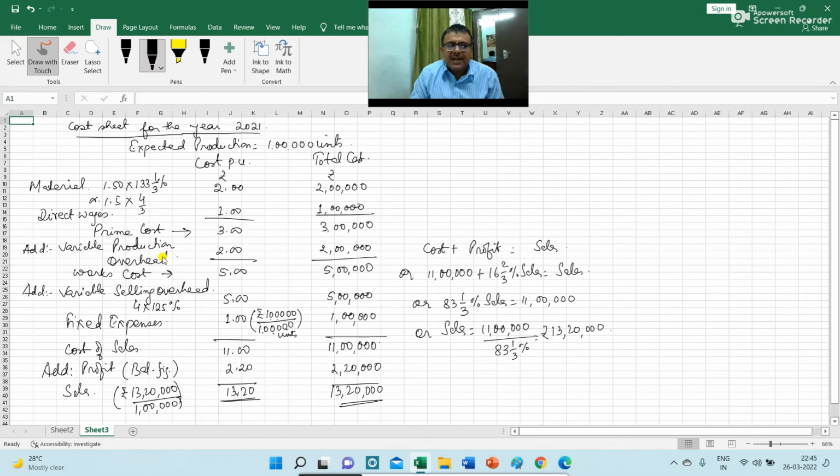Then we have added the variable selling overhead, and in the year 2021 your variable selling overhead is increased by 25%. In the year 2020 we have calculated the variable selling overhead at rupees 4 per unit. So the variable selling overhead in the year 2021 will be rupees 5, because 4 into 125% is rupees 5. And then the fixed expense is increased by rupees 25,000. So total fixed expense is rupees 1 lakh, that is 75,000 plus 25,000, you will get 1 lakh. So cost of sales we have calculated at rupees 11 per unit or rupees 11 lakh in total.